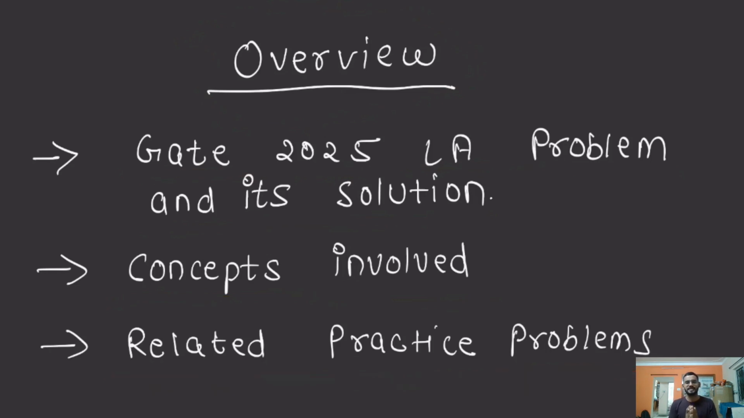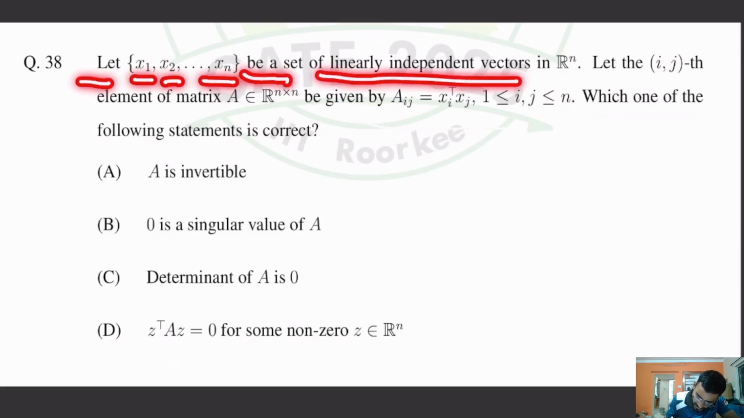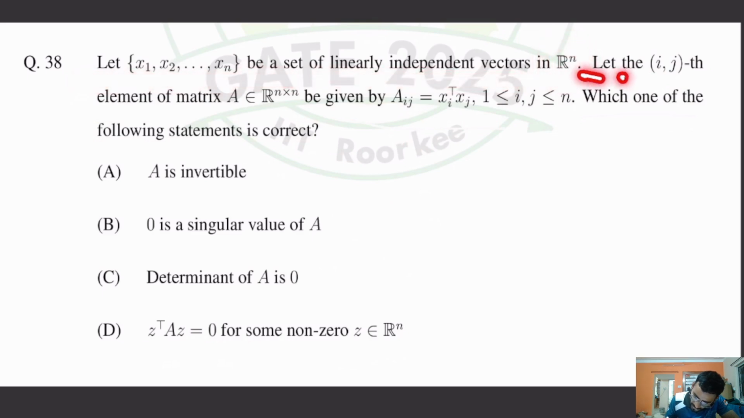So, let's begin. The problem is: let x1, x2, ..., xn be a set of linearly independent vectors in Rn. Let the ijth element of matrix A, which is an n cross n matrix, be given by Aij = xi transpose into xj, where i, j are between 1 to n. We need to find which of the following statements is correct.